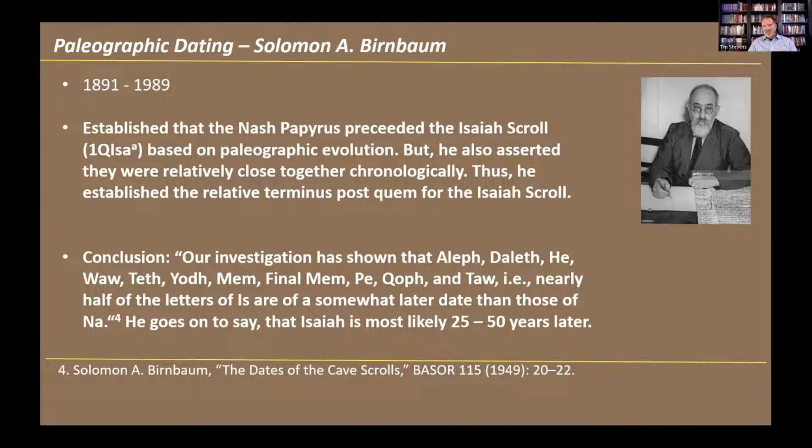He goes on to say that Isaiah is most likely 25 to 50 years later, which again, to me is somewhat interesting because initially I'm thinking about this type of dating and I'm thinking of centuries. You know, they find it within 100 years or maybe 50 years, but generally 100, 200 years, broad ranges. And he's able to get it down to it's probably 25 or 50 years.